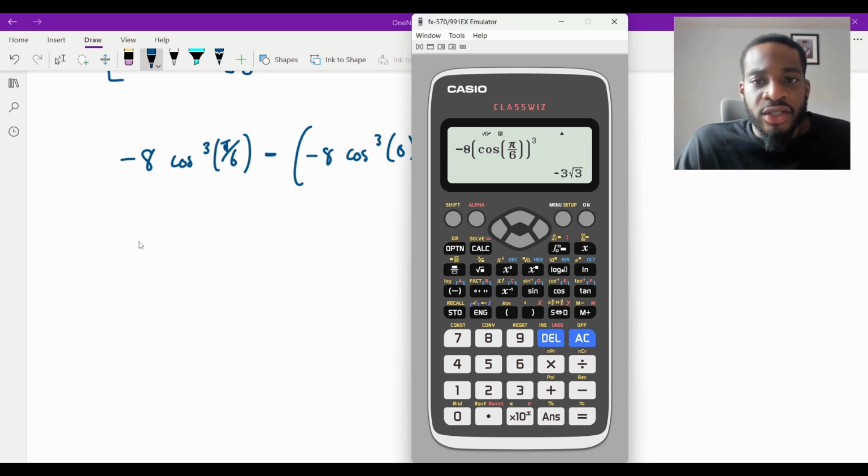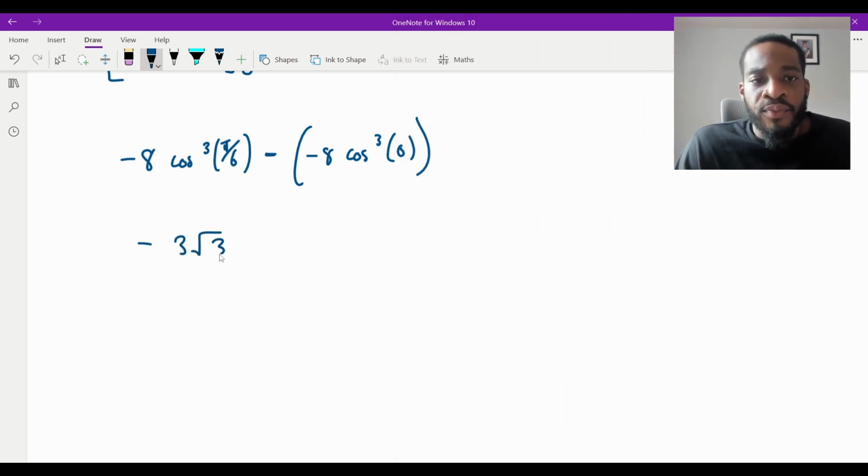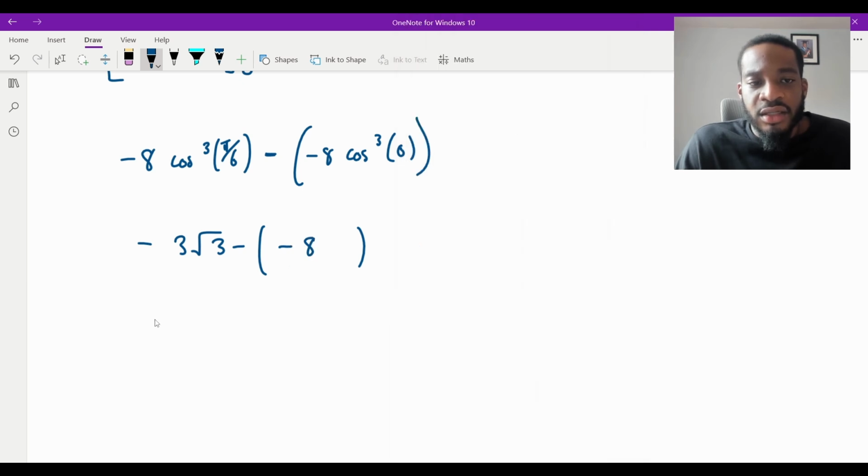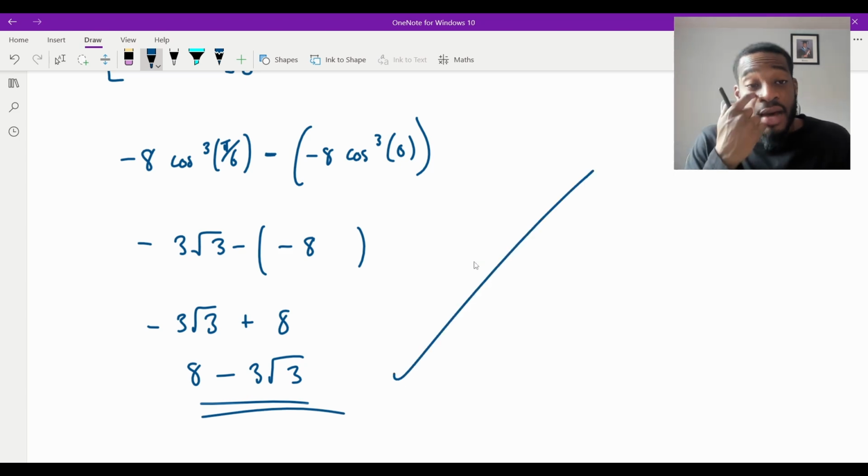So that's going to be minus 3 root 3. And then minus, and then that one, that is just -8, I believe. But let's just change that to a 0. Yeah, we get -8. So we've got -8 there. So that's -3 root 3. Two negatives make a positive. And then we can just write this nicely: 8 minus 3 root 3. And that's it. And that's question 15 finished. And that's the paper finished.